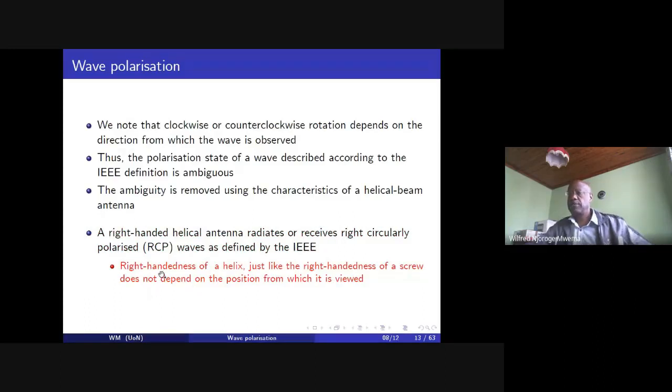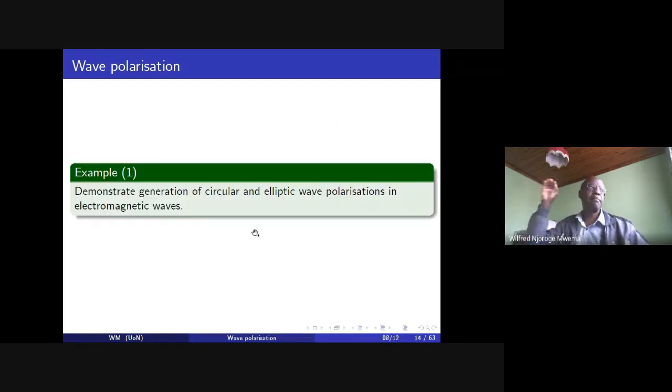So, the right-handedness of the helix is just like the right-handedness of the screw, and it does not depend on the position from which you are viewing it. So, an example.